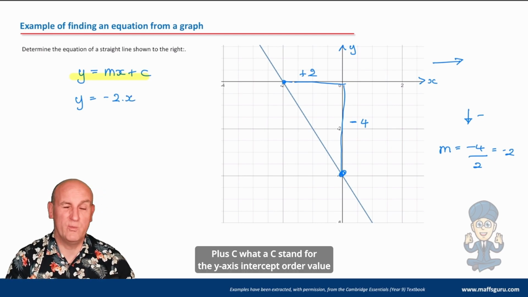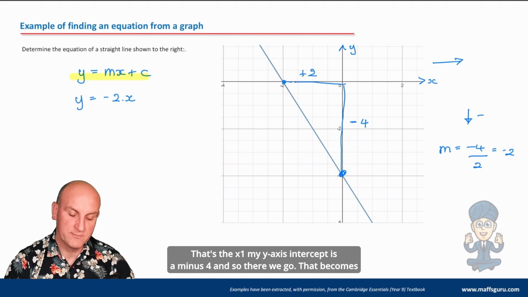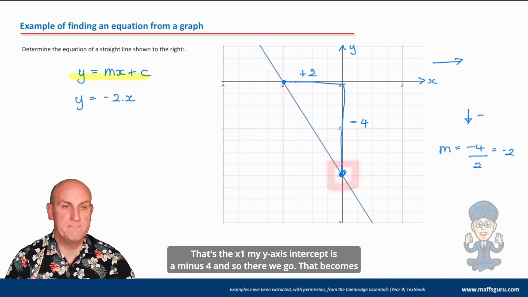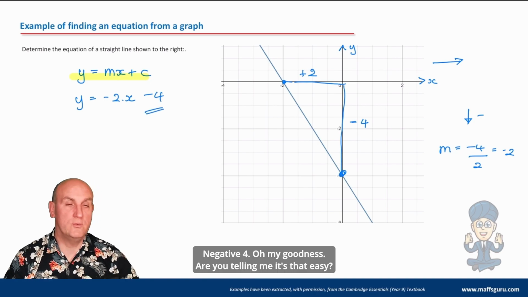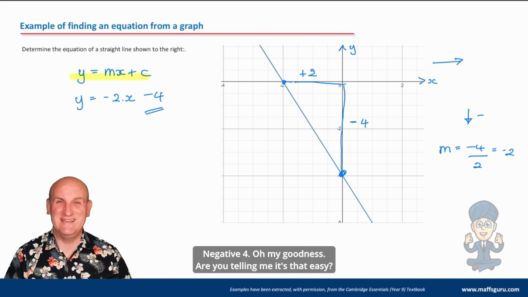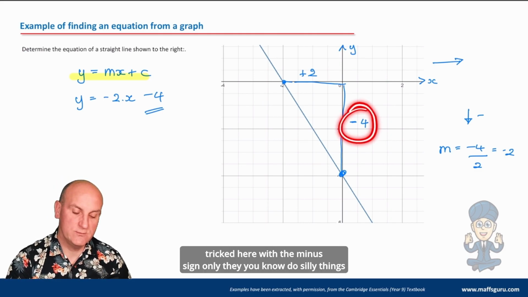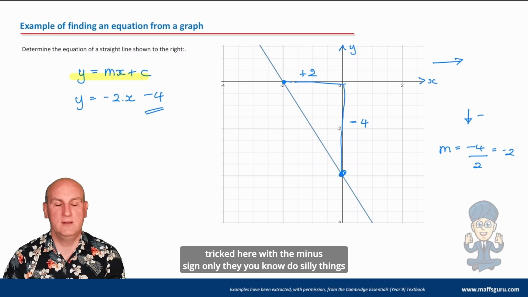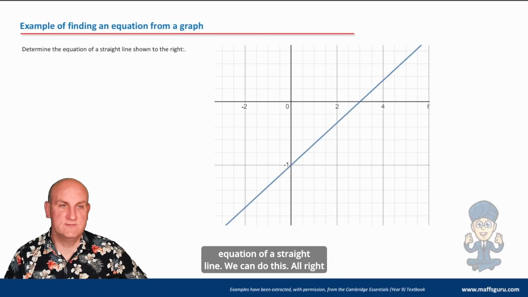What does c stand for? The y-axis intercept, or the value. So again, this is my y-axis intercept. Not here, that's the x one. My y-axis intercept is at -4. And so there we go, that becomes -4. Oh my goodness, are you telling me it's that easy? Absolutely. Find the gradient. Don't get tricked. People get tricked here with the minus sign and do silly things, but you'll be better than that.